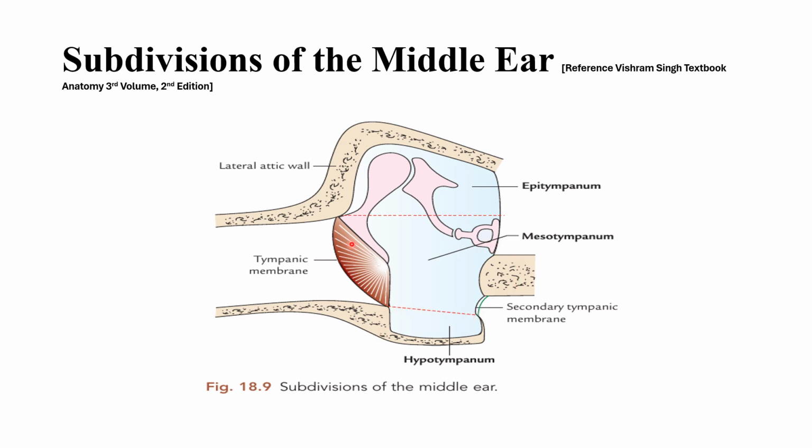Now here you see certain structures related to this tympanic membrane, connected to this tympanic membrane. These pink colored structures are the ear ossicles, meaning the bones inside the ear. Now these are three, and you can see they are connecting the tympanic membrane to the internal ear.